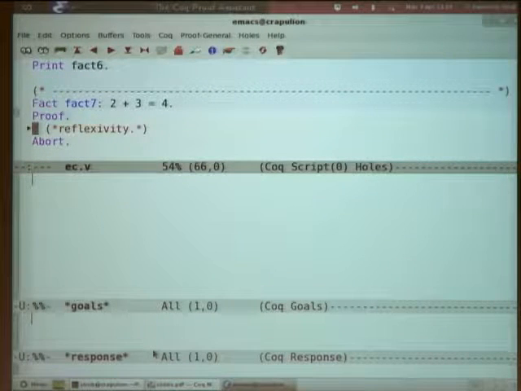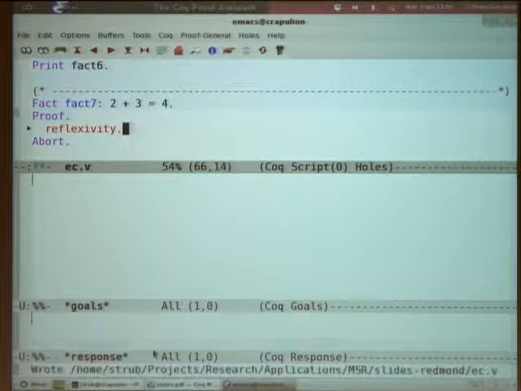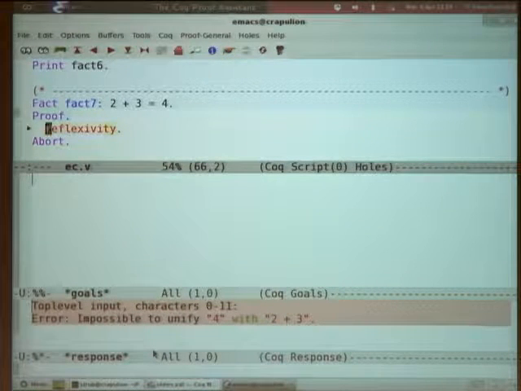So for example, if I want to prove 2 plus 3 equals 4 by reflexivity, then Coq is complaining, telling that it cannot unify 4 to 2 plus 3 up to computation.